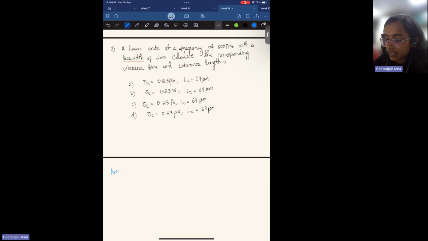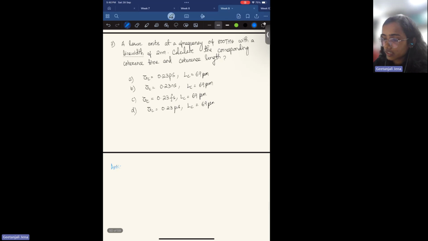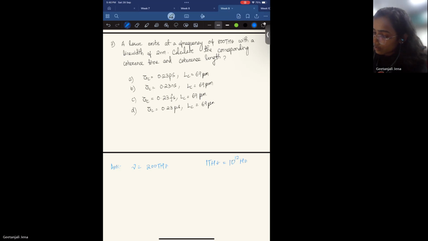The next problem says a laser emits a frequency of 200 terahertz with a line width of 2 nanometer. Calculate the corresponding coherence time and coherence length. So let us see what is given. Frequency is given, it is 200 terahertz. Please recall 1 terahertz is 10 to the 12 hertz. The next thing given is delta lambda, which is 2 nanometer.